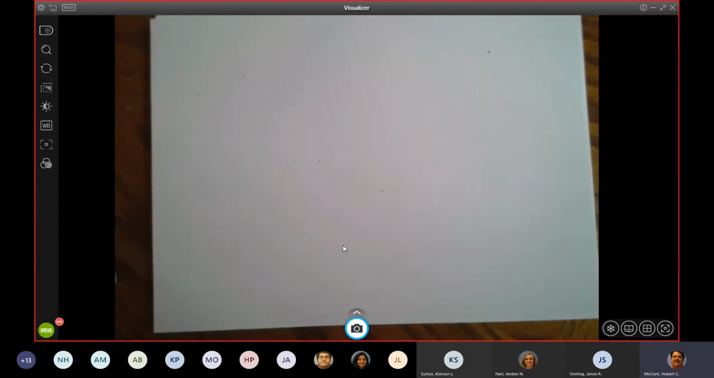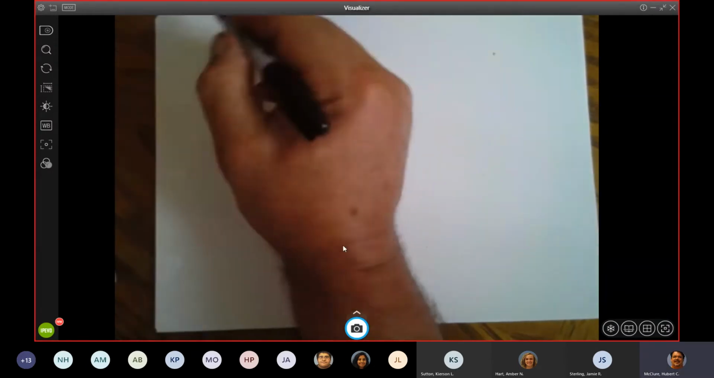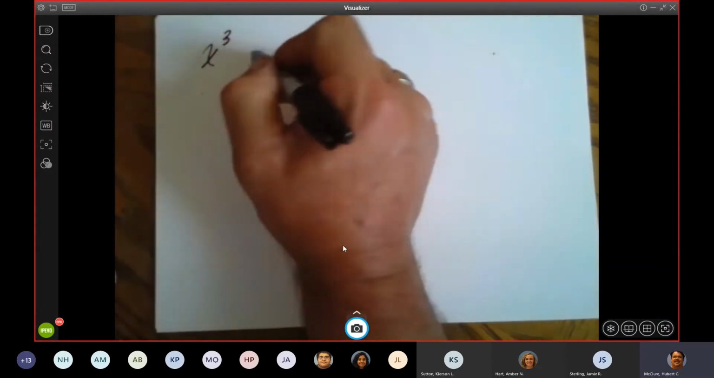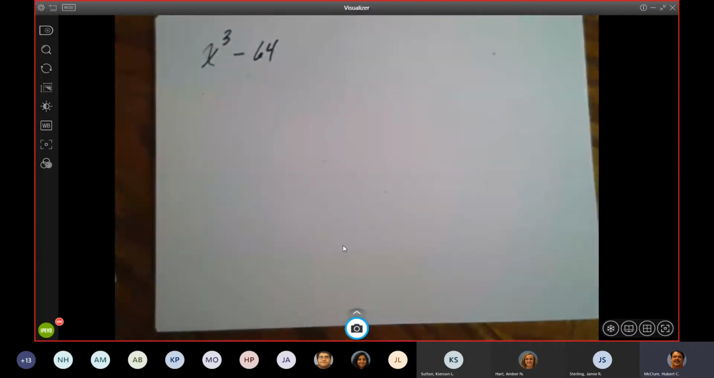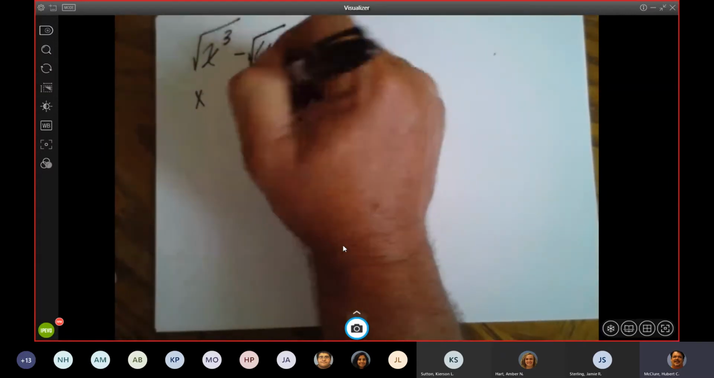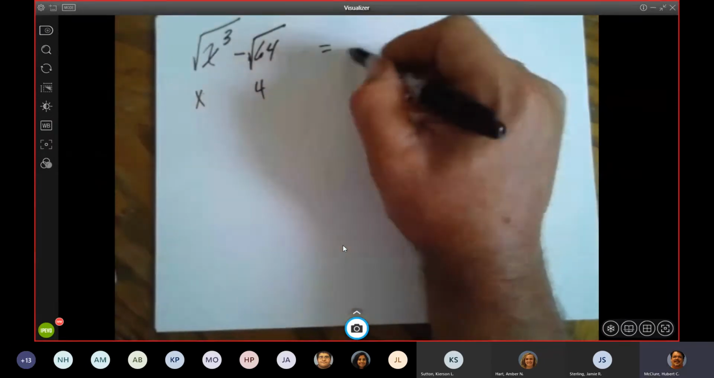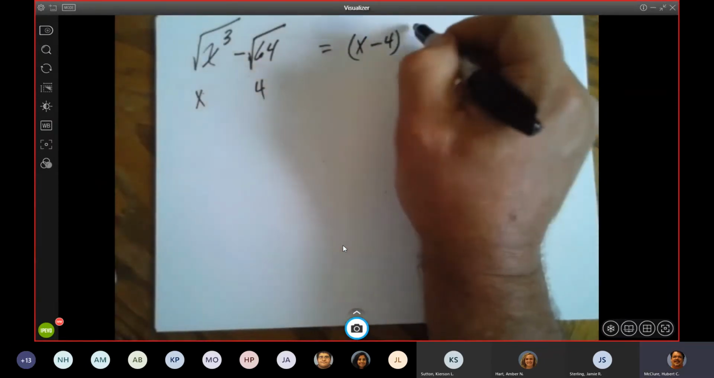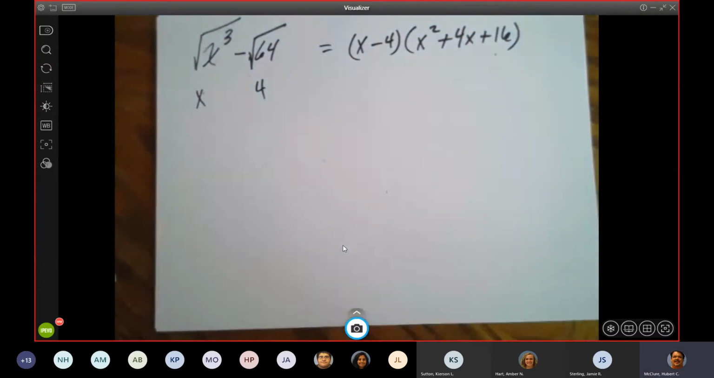All right, so let's do x cubed minus 64. Well, that's shortcut number 5. Take the cube root here, x. Take the cube root here, 4. The cube root of 64 is not 8. That's where students mess up. And plug and chug: (x minus 4) times (x squared plus 4x plus 16). Shortcut number 5.